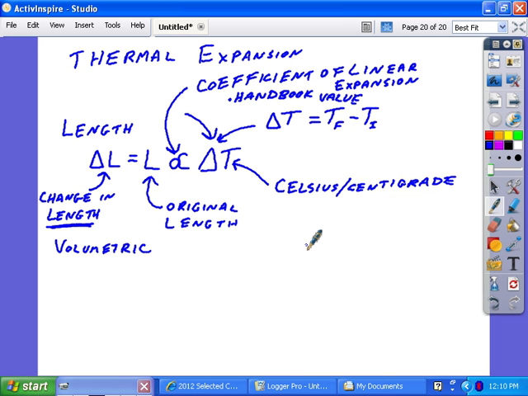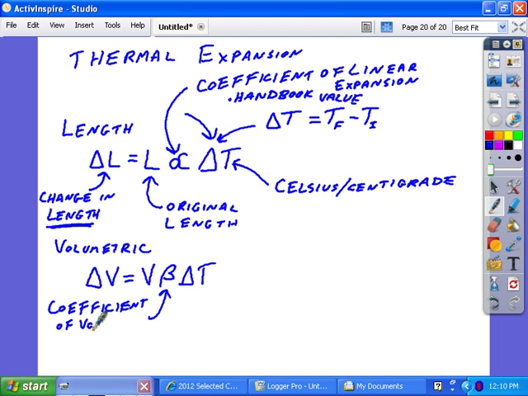Now, rather than insulting your intelligence here, I'm going to put the equation for volumetric up here. Delta V equals V beta delta T. Same exact setup here. Instead of being a change in length, it's now a change in volume. Instead of this being original length, this is original volume. Now, beta, new little devil. This is our coefficient of volumetric expansion.